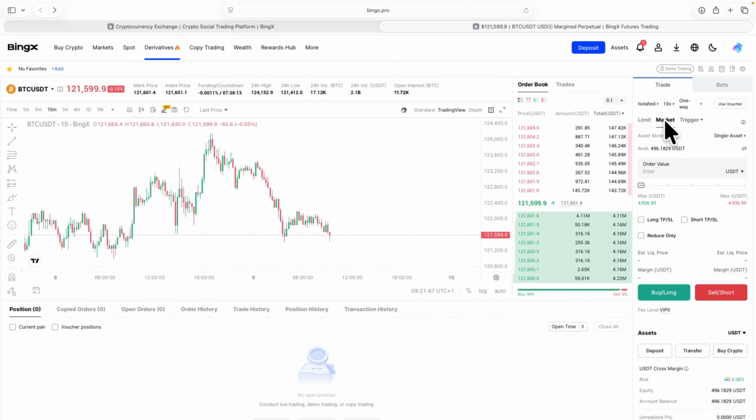So once you pick market order right there, the next thing you want to do is to come here to where you have order value. Now for this order value, this is where you enter the amount you want to use to take the trade. Let's say, for example, your capital that you want to use from your wallet is $100, or let's say $200. You don't just come here and enter $200. No, you don't do that.